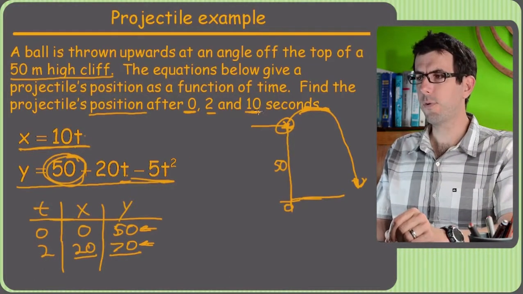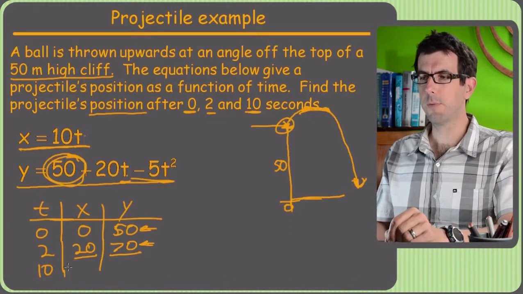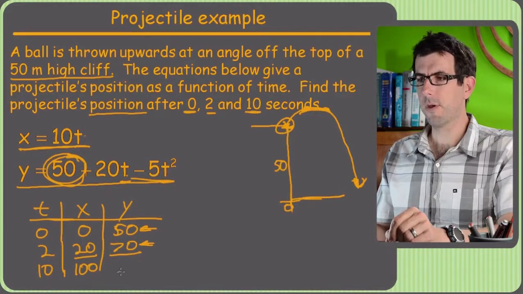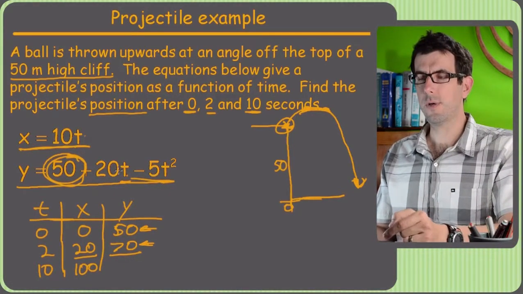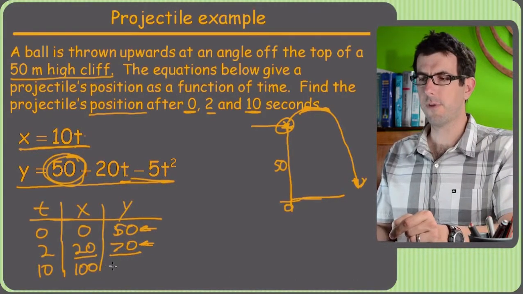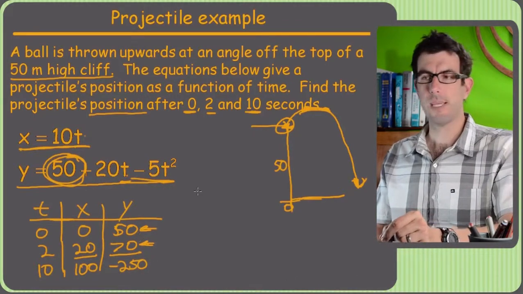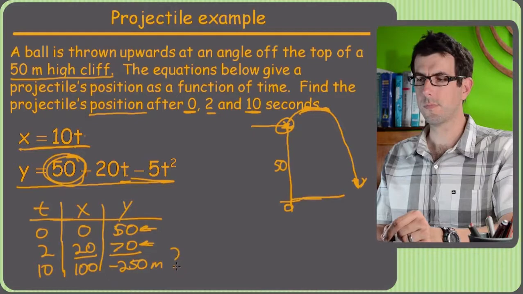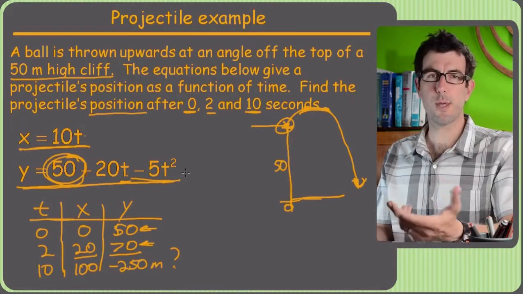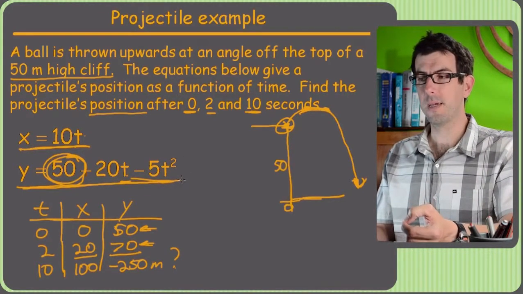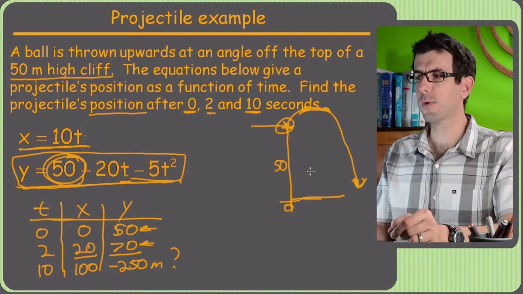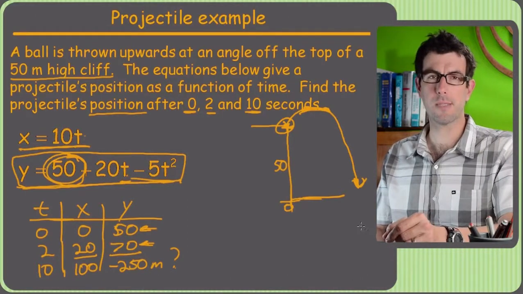And then finally, they ask for what happens at 10 seconds. Well, let's see, we plug in 10 seconds, we get 10 times 10, we've gone 100 meters sideways to the right, and then we've gone 50 plus 200, so 250, minus 500, for a y-coordinate of negative 250. Now, does that make any sense? Could that be right? Yeah, it could, because in one sense it's right, in one sense it's wrong. It's right because this is the equation of a parabola, and this parabola doesn't know that there's a ground there. So it doesn't realize that it can't just keep falling forever because it'll smash into the ground.